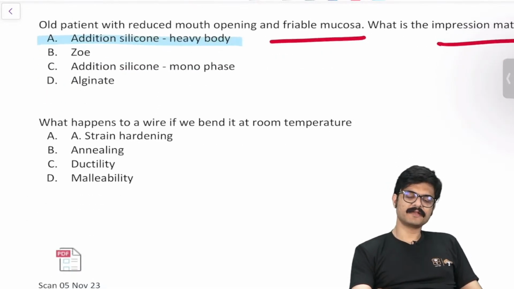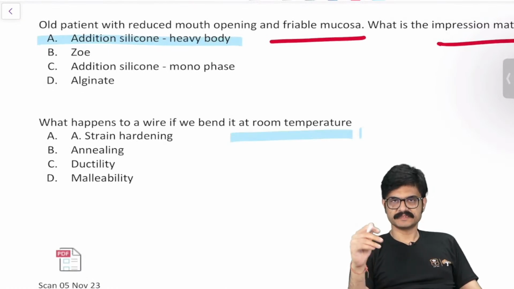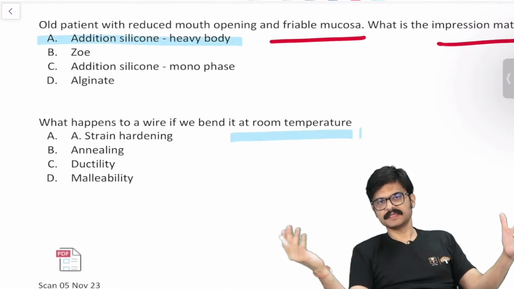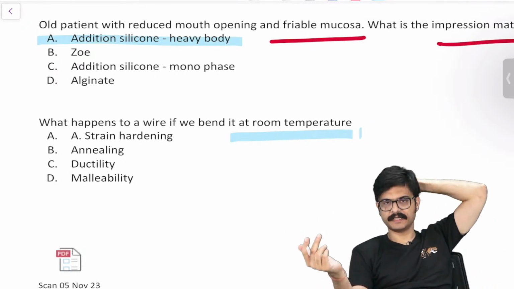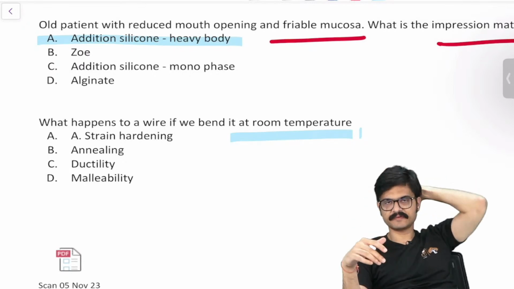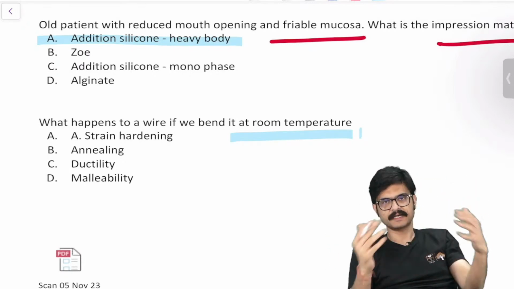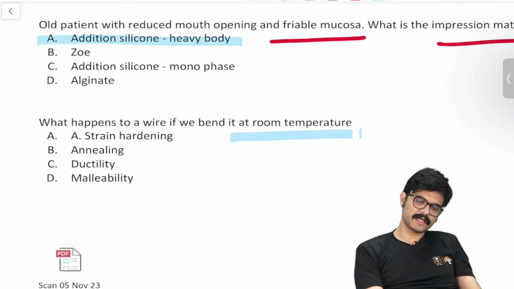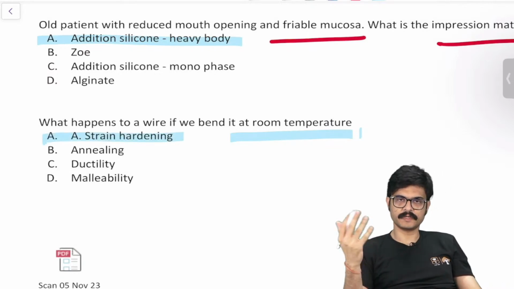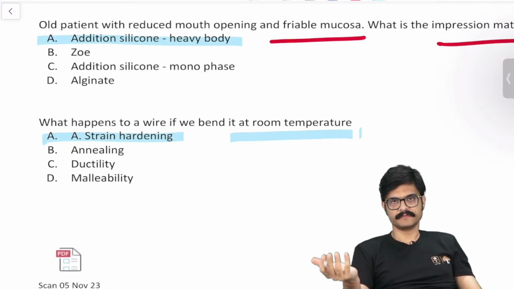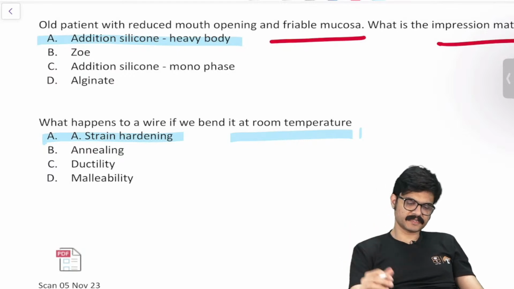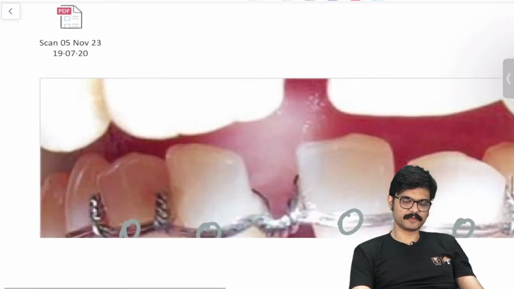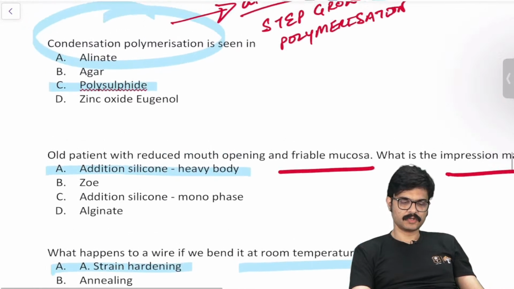What happens to a wire if we bend it at room temperature? Basically, we are deforming the wire, right? So we are cold working it. We are strain hardening it. So its hardness increases and its ductility decreases. So anyways, strain hardening is the correct answer. Strain hardening or cold working is the correct answer. It's a question which is taken directly from Rotaloy's chapter. I keep on discussing this in my live classes as well as in the recordings, right?